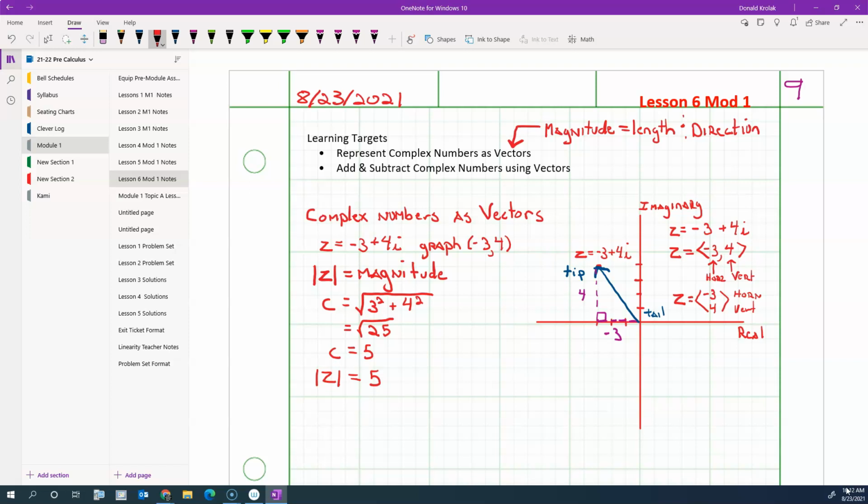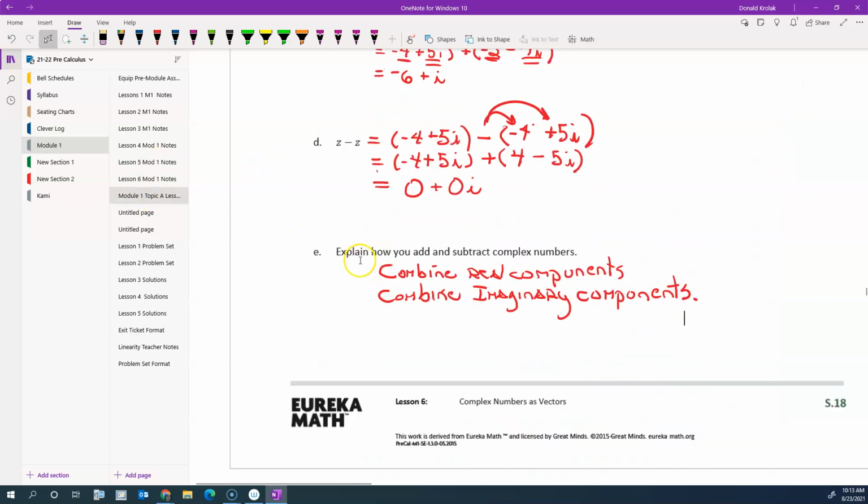Okay, questions there? All right, so once we've got that, finding the length is simply just the Pythagorean theorem. Now, if we want to add and subtract these things geometrically, let's go back to the notes. You're on page 19 there of your examples.